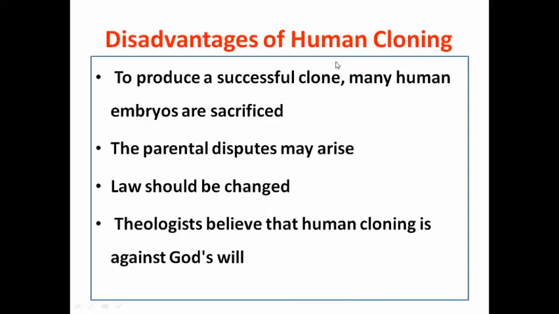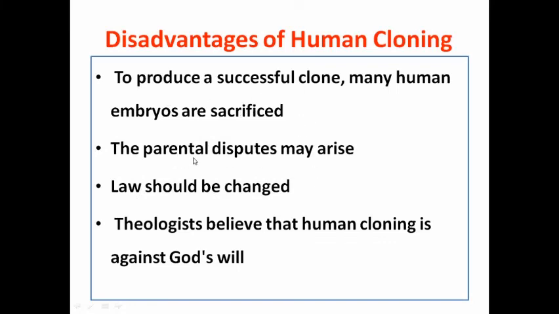So what are the disadvantages of human cloning? Some advantages and disadvantages are always there. To produce a successful clone, many human embryos are sacrificed. Everyone needs a successful, better one. That's why human embryos are sacrificed for the human cloning method.